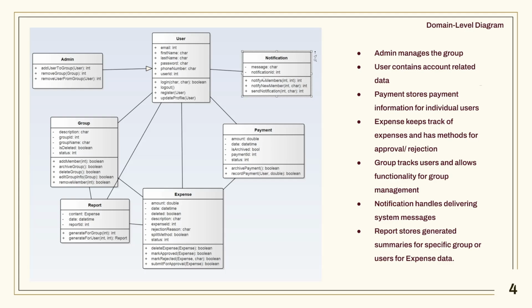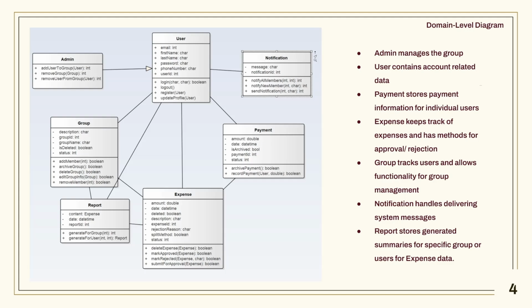The notification class has its own methods such as notifying all members when there is a new member added or a new expense created. Notifying a new member is applied when an admin invites a new member, and the system will trigger a notification to that new user, giving them the link to join that group. It also has notifications for chatting and things like that.